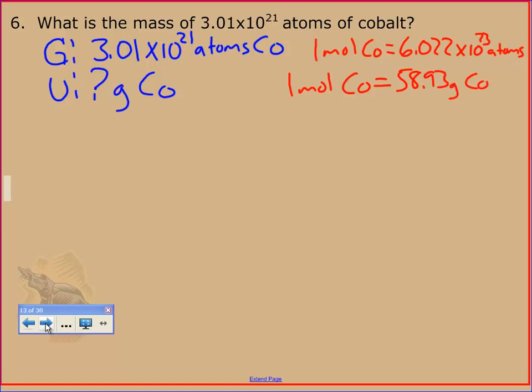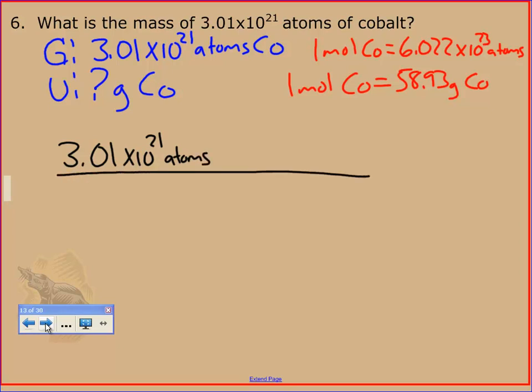Again, this comes from the periodic table. Always remember to look there. And just like the last problem, we've got 2 conversion factors. So we're going to set up our railroad tracks. Start with our given, 3.01 times 10 to the 21st atoms of cobalt. I should have put cobalt in there. I didn't, but I'm not going to count you off on that. But you really should, because when we get to stoichiometry later, you'll need to do that.